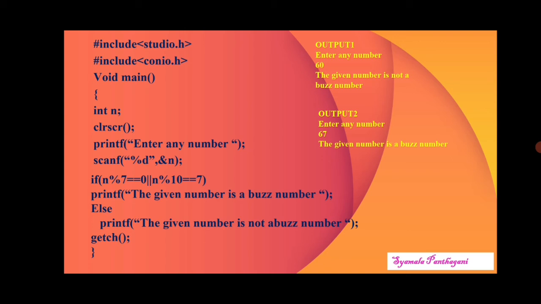Now come to output 2. Enter any number. I have entered 67. Is 67 divisible by 7? No, that condition is false. Is the last digit of 67 a 7? Yes, that condition is true. That's why the compiler prints that the given number is a buzz number.